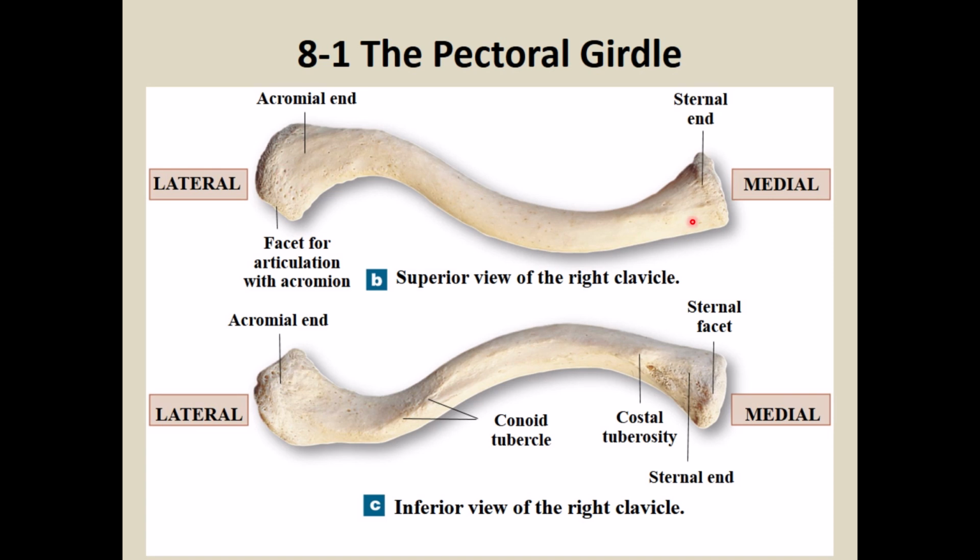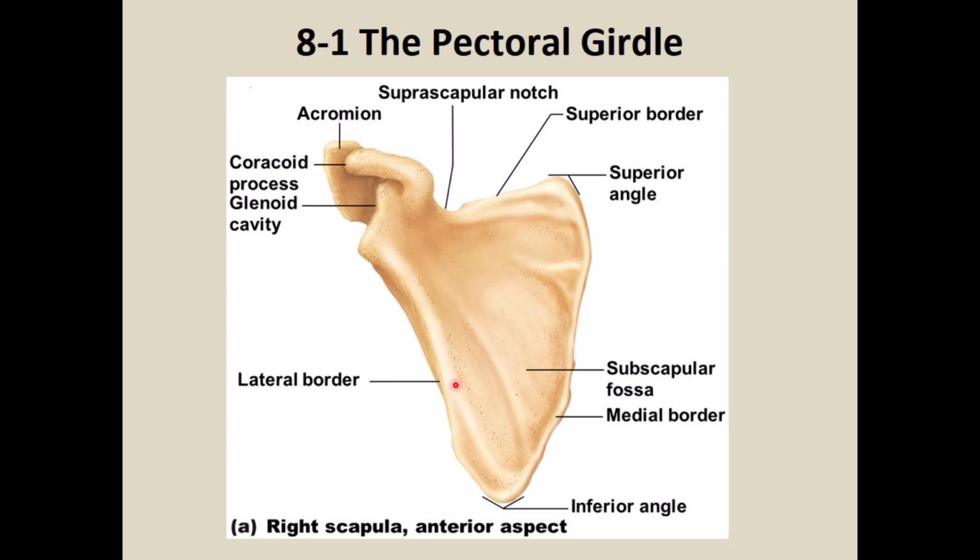So this is a superior view, and you do not see a lot of bony markings. Not much is going on there because there's nothing attached here. In the inferior view, you can see a couple of bony markings. One is called the costal tuberosity, and the other one is called the conoid tubercle. These are a couple of bony markings that are viewable only from the inferior side.